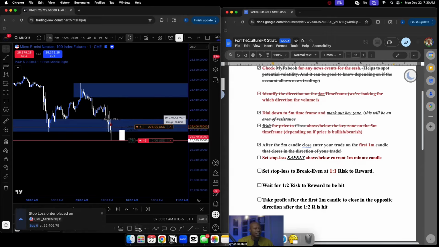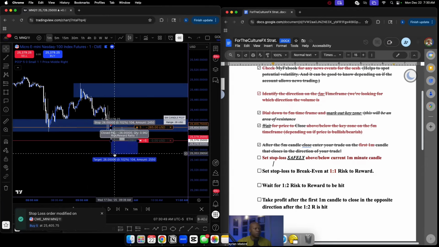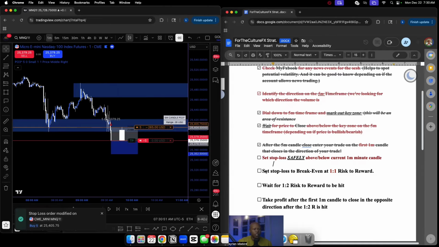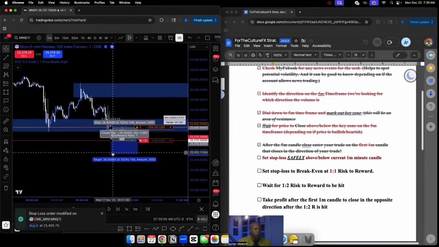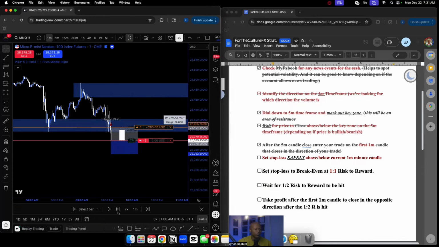Now, what is the next step that we need to do on our execution? And it's important that we do all of our execution steps right. That way we have no problems. So the first thing is we're going to set stop loss to break even at a 1-to-1 risk to reward. So you can see here price is set to a 1-to-1 risk to reward. That's when we're going to move stops to break even.